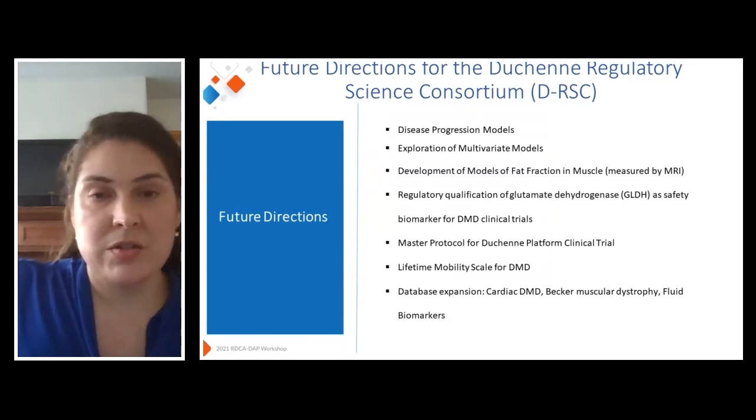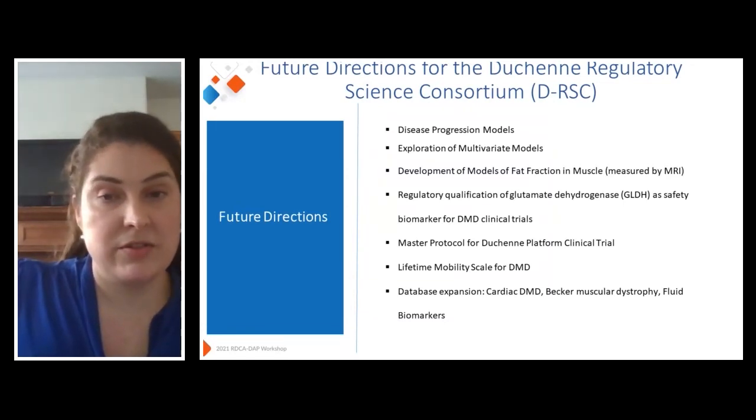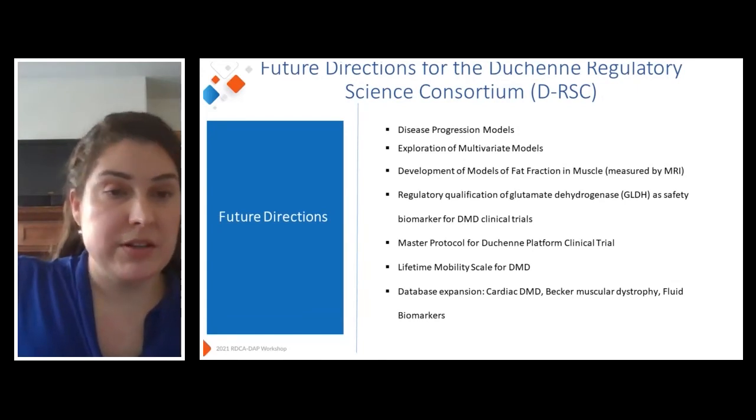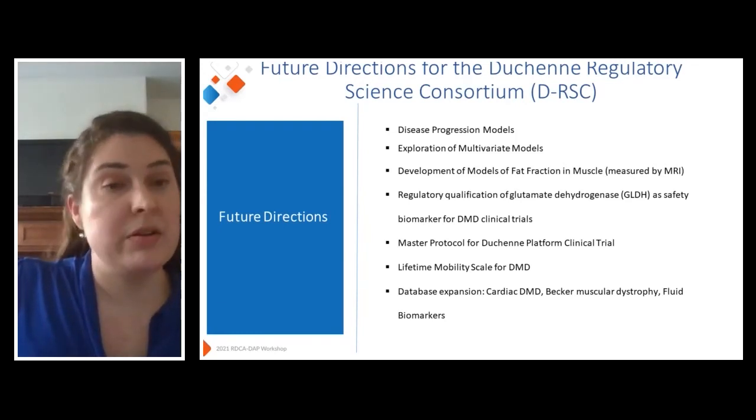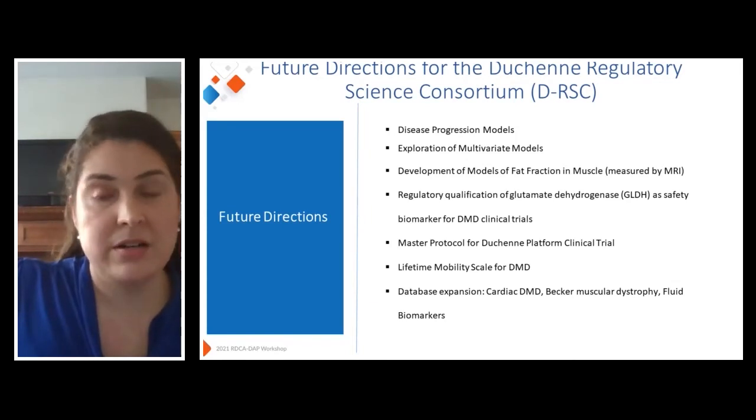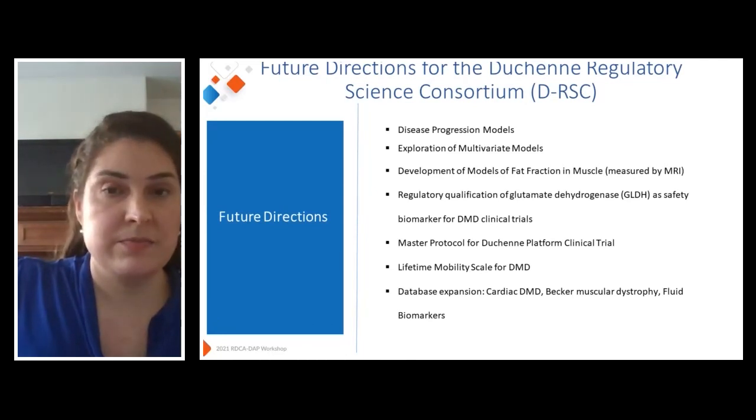Other work within the consortium is looking at qualification of glutamate dehydrogenase as a marker for safety with a liver panel in clinical trials. We're also developing that master protocol for a platform trial. We're looking into a lifetime mobility scale for Duchenne muscular dystrophy. Of course, we're working on continuing to expand our database, which currently sits at 24 data sets. But because it's a rare disease, we need more data in order to enable more powerful analytics. And we are working hard to bring in cardiac data, Becker muscular dystrophy data, and fluid biomarker data into this ecosystem.